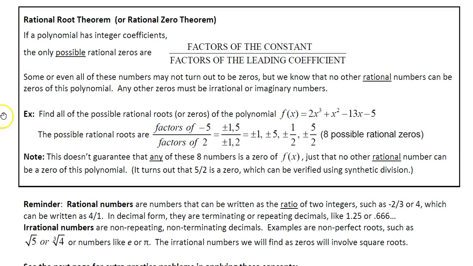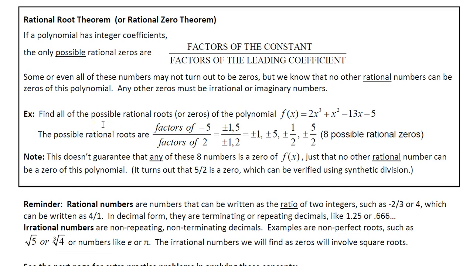If a polynomial has integer coefficients, the only possible rational zeros are in the form factors of the constant divided by factors of the leading coefficient. Some or even all of these numbers may not turn out to be zeros, but we know that no other rational numbers can be zeros of this polynomial. Any other zeros must be irrational or imaginary numbers. So let's look at an example.